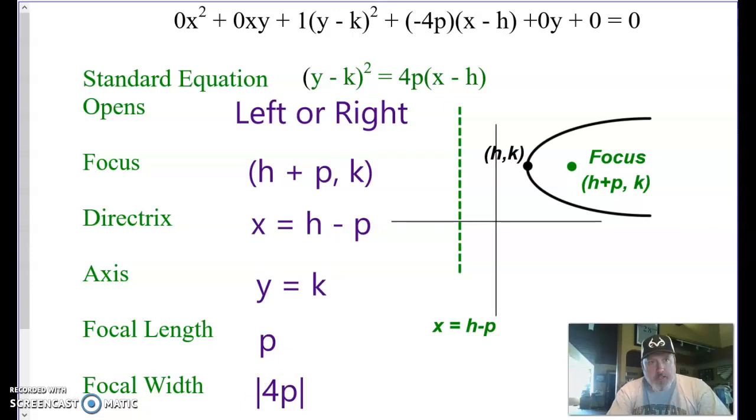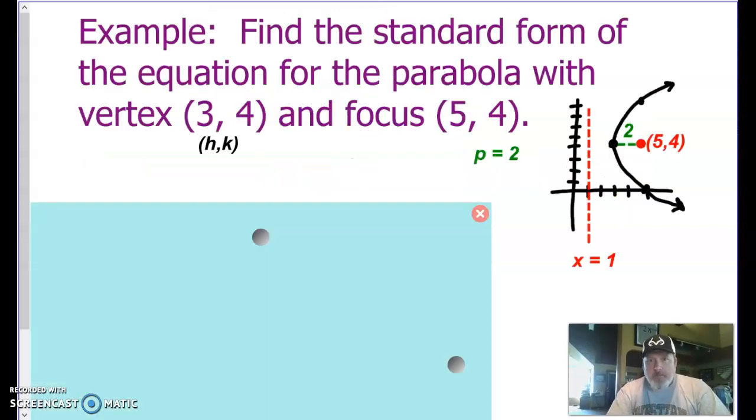So now we'll take a look at a couple examples here for how we can graph and set up equations. And again, the only difference is the vertex now is not at 0, 0. So find the standard form of the equation. The parabola has a vertex at 3, 4, a focus at 5, 4. Okay, they've given us everything we need right here to get rolling. So we know h and k. We know the focus is at 5, 4. I just drew a rough sketch over here. The focus is to the right of the vertex, so this is going to open to the right. And from the vertex right here, 3, 4, from 3, 4 to 5, 4, that's a distance of 2. So we know that our p value is 2.